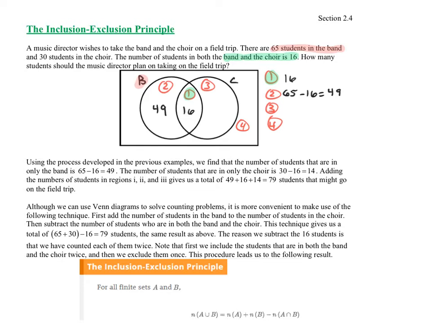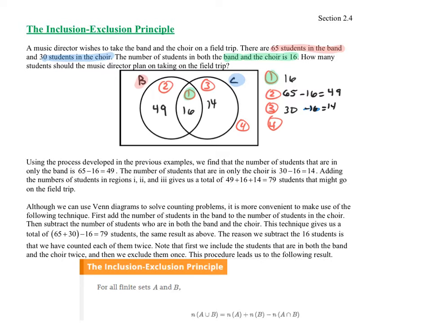Then let's look at C here. C is the amount of choir. There are 30 students in choir. Again, that is not region 3. The entire choir circle is 30, so when I add regions 1 and 3, I have to get 30. To find region 3 by itself, I would do 30 minus the 16 that I already placed. 30 minus 16, I'm getting 14 people, so there would be 14 people there.